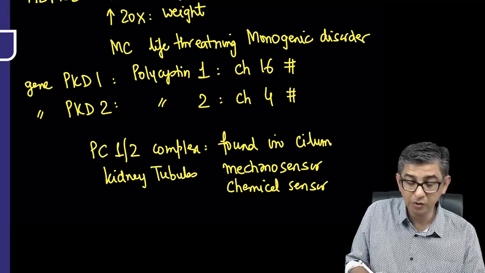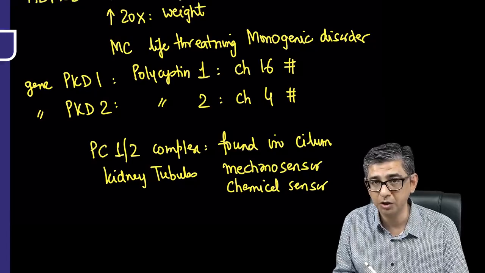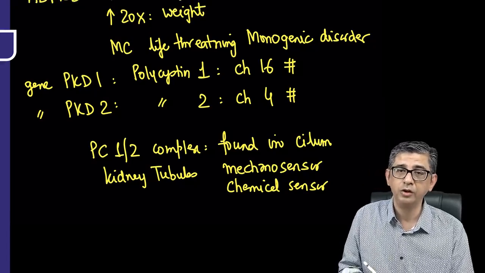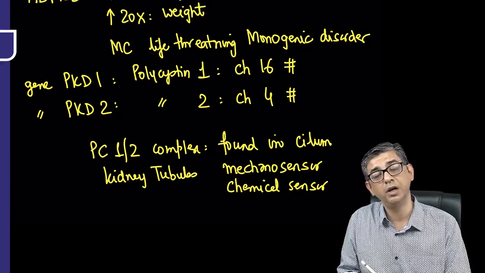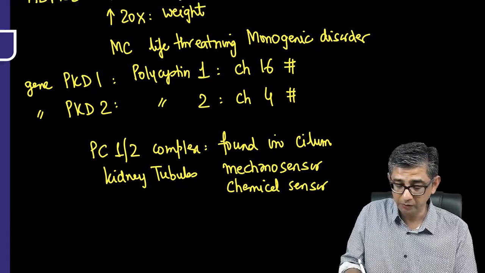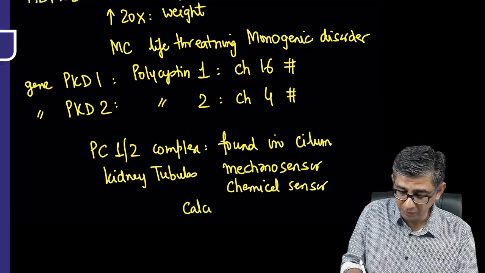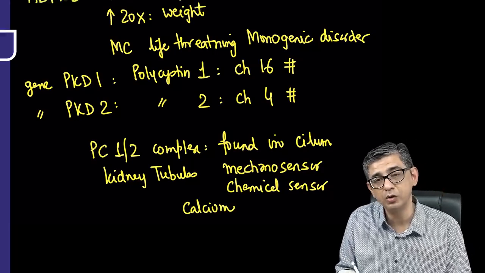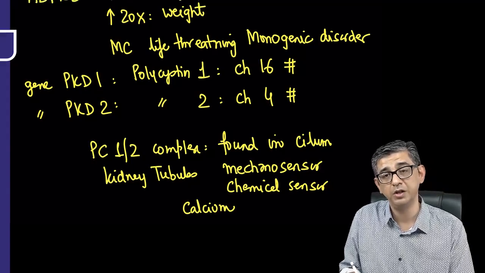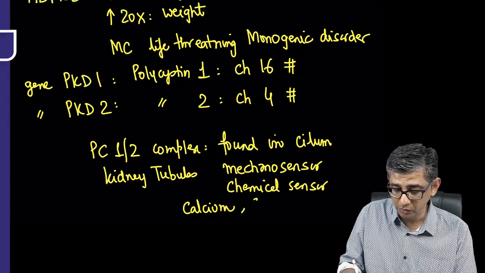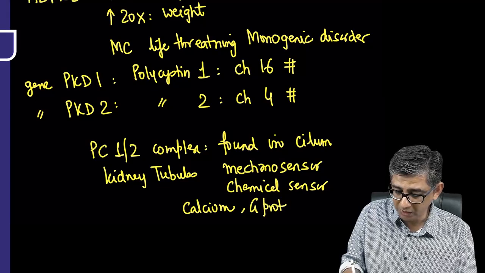And our kidney tubules also have these apical projections in the form of cilia, and the function of the cilia would be that they are a mechanosensor and a chemical sensor. Over and above this, I can also add that this PC1, PC2 complex is also going to regulate calcium excretion from the body, the calcium balance in the body, and it is also responsible for G protein signaling.